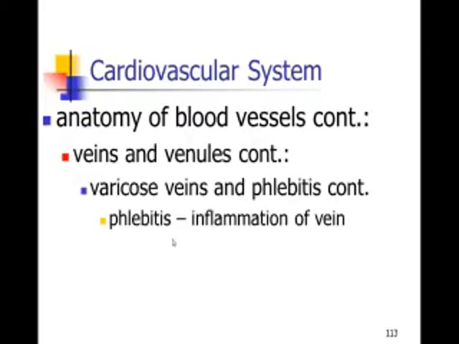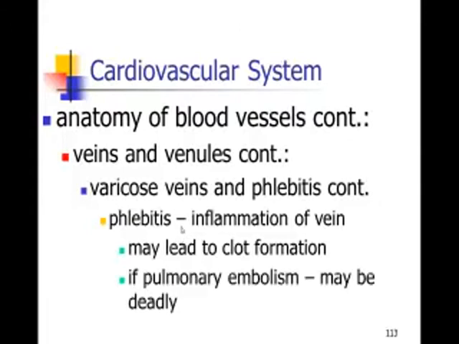Okay, so phlebitis is an inflammation of vessels, and when the veins in particular become inflamed, sometimes it causes abnormal clot formation, which can be very dangerous in terms of strokes, heart attacks, or pulmonary embolisms. Pulmonary embolisms can be deadly because they can cause the blood to pool in the pulmonary system. Pressure builds up, you get pulmonary edema, the lungs fill with fluids, and the person can die from that.